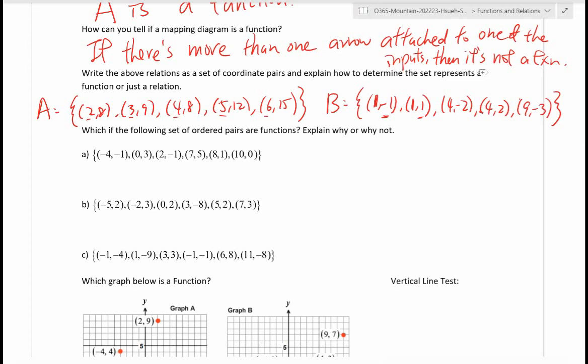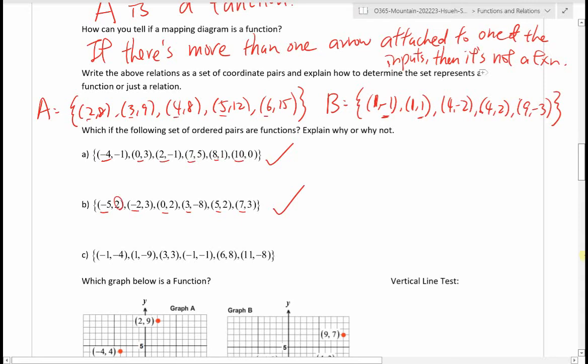Okay, hopefully you got this one as the function, right? You can see -4, 0, 2, 7, 8, 10. They're all different. Okay, so we're good. Part B: -5, -2, 0, 3, 5, and 7. Okay, so here's 5, here's 5. Oh, well, that's negative 5. Never mind. So then this one is also a function, right? They're all different inputs. You could have the same output. Okay, that's not a problem.